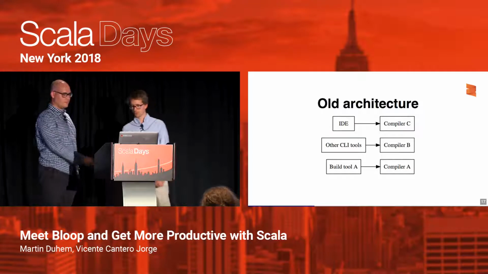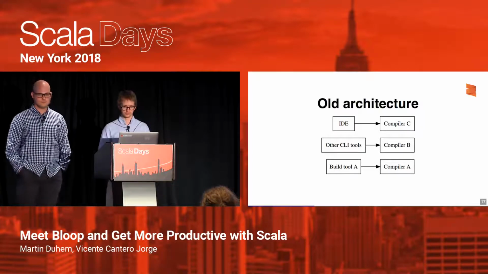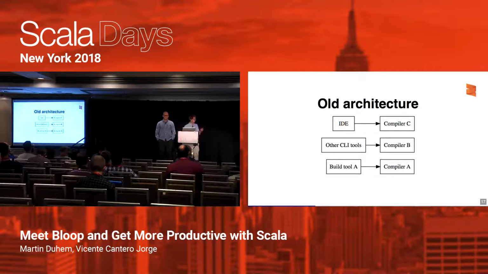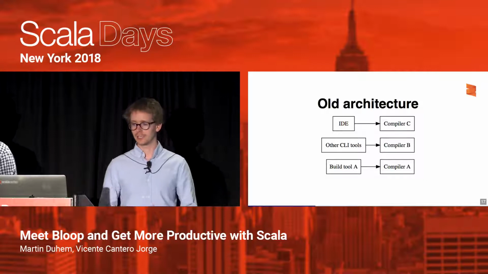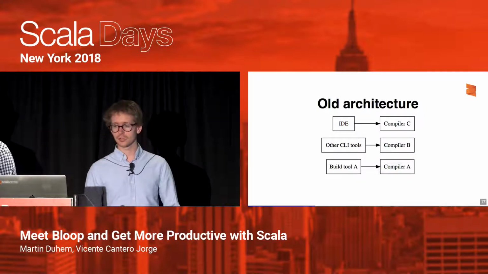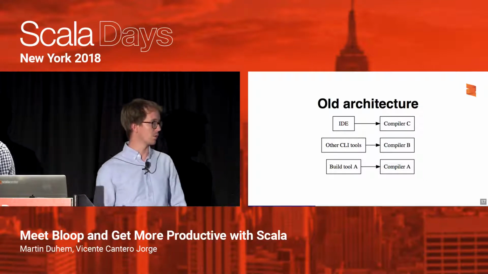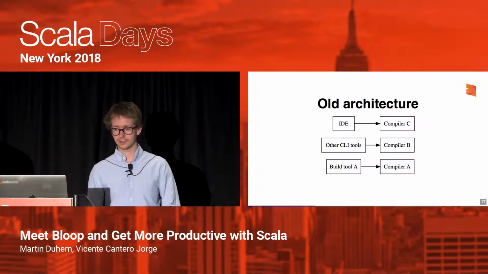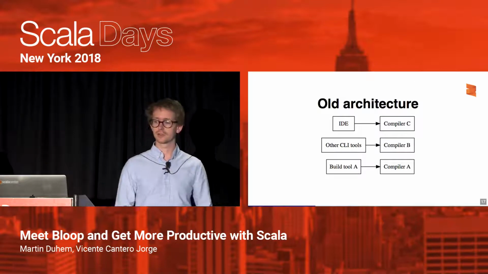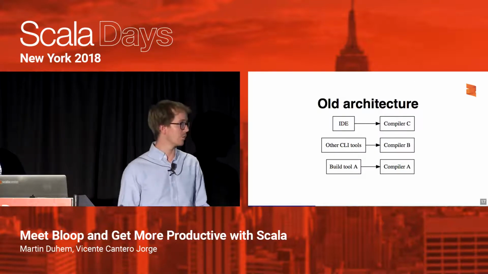So now let's see a bit more about this compilation server that we want to introduce. This is a picture of the architecture of the tools that we have today. First, you have your IDE, which, to provide you with the highlighting and show you errors in the code, has to depend on one instance of the compiler. You also have your build tool that you're going to use, for instance, to run your tests, which also needs to produce class files to run the tests, so it needs an instance of the compiler.